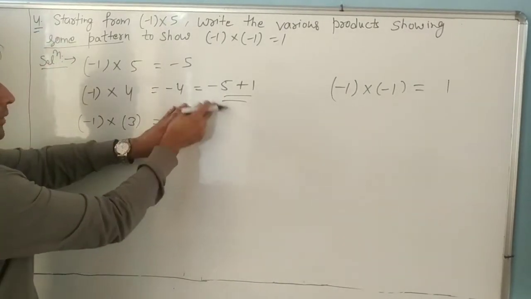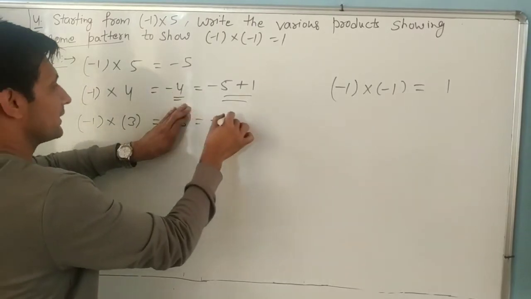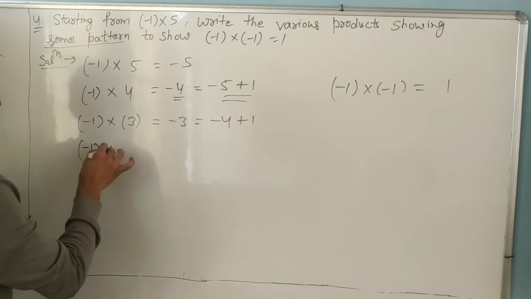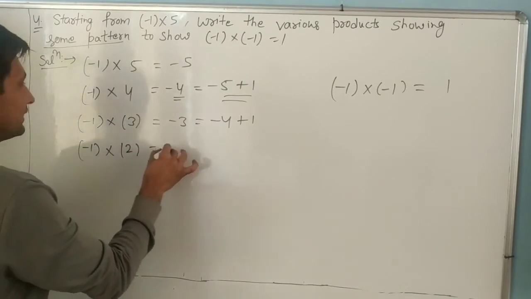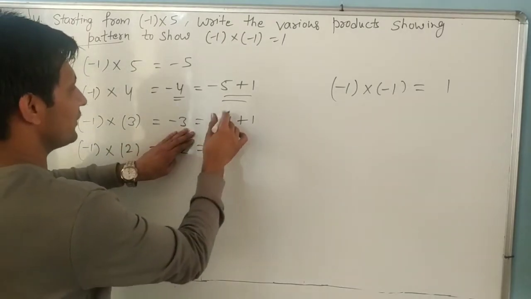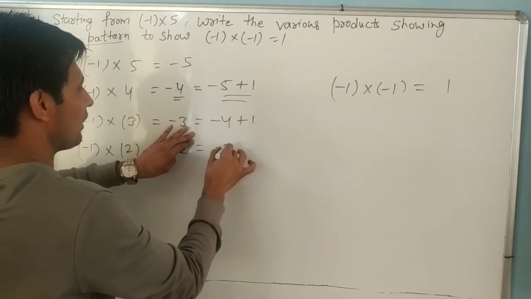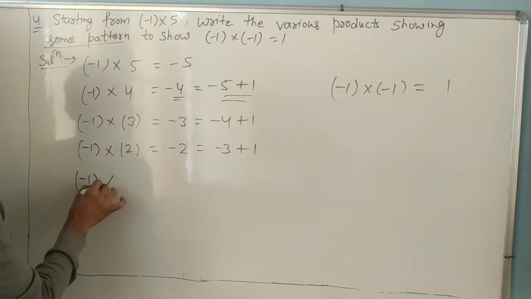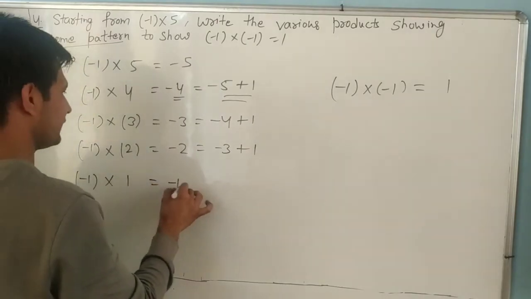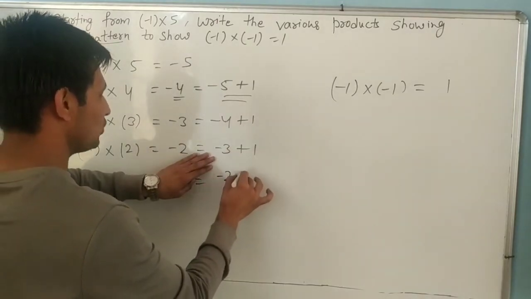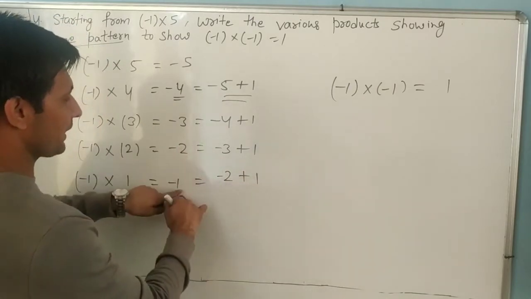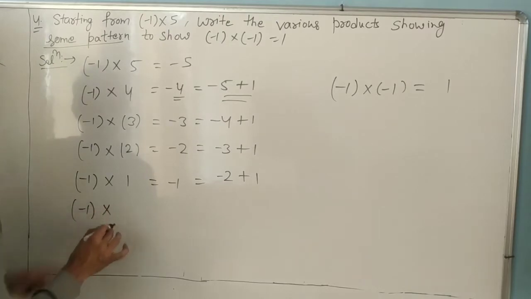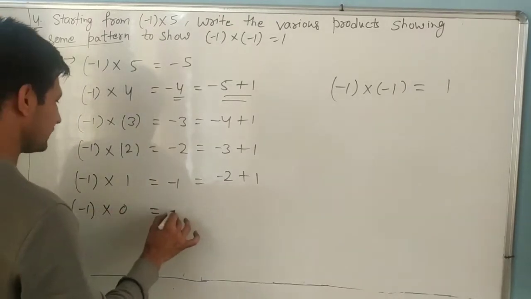What is the answer of the previous one? It is minus 4. So minus 4 plus 1, same as it is. Minus 1 into 2 is minus 2. So it is minus 3, which is minus 4 plus 1. Next is minus 1 into 1, minus 1. Now minus 3 plus 1 is minus 2. Minus 2 plus 1 is minus 1. After that, it is 0, so it is everywhere 0.